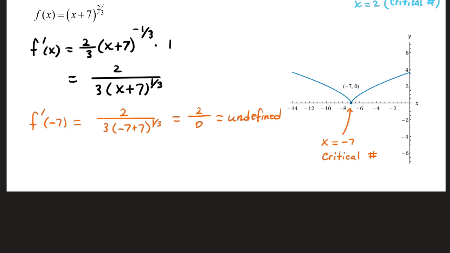If you take your first derivative and you substitute in negative 7, you will get 2 over 0, and that's undefined. If your graph is smooth, then you'll get 0 for your answer when you plug the critical number into your derivative. If you get undefined, chances are it's a cusp.